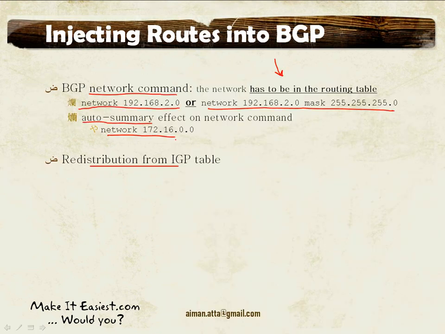So now we've seen that we could be injecting routes using the network command. We could be doing redistribution from the IGP. We could be redistributing routes from RIP, OSPF, EIGRP, wherever, into BGP to get prefixes into the BGP database and send them over to other routers.